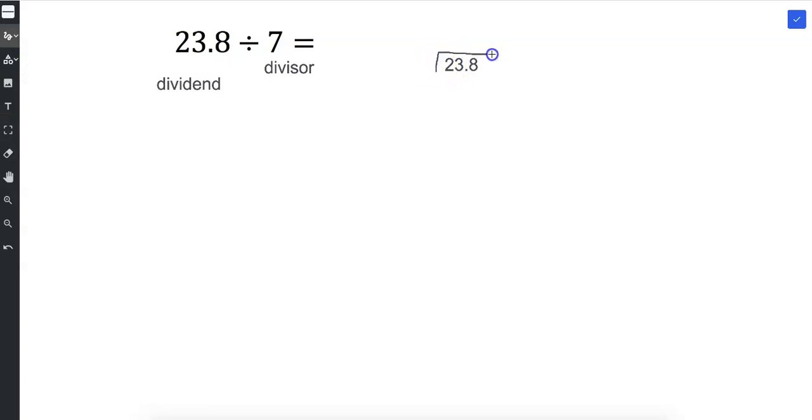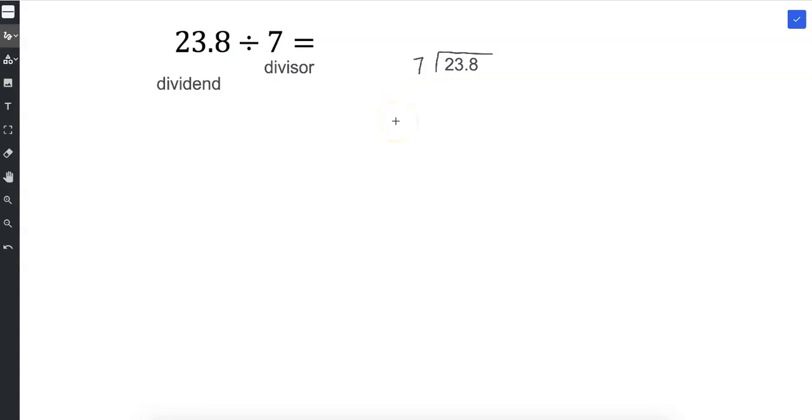So I place that over the 23.8 because the 23.8 is what is being divided by the 7. This action, the division, is happening to the 23.8. The 23.8 is being divided by 7. So now I place that divisor 7 on the outside.